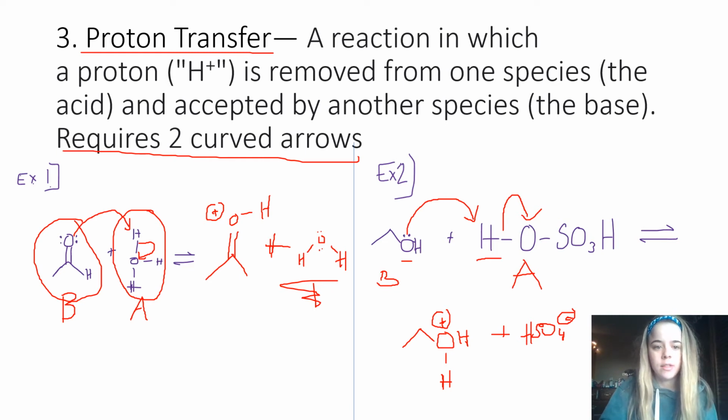And these are 2 examples of a proton transfer. And just to go over again, an acid donates a hydrogen ion and a base accepts a hydrogen ion. And don't be worried if you don't see water forming in the product, as sometimes that's not drawn in.